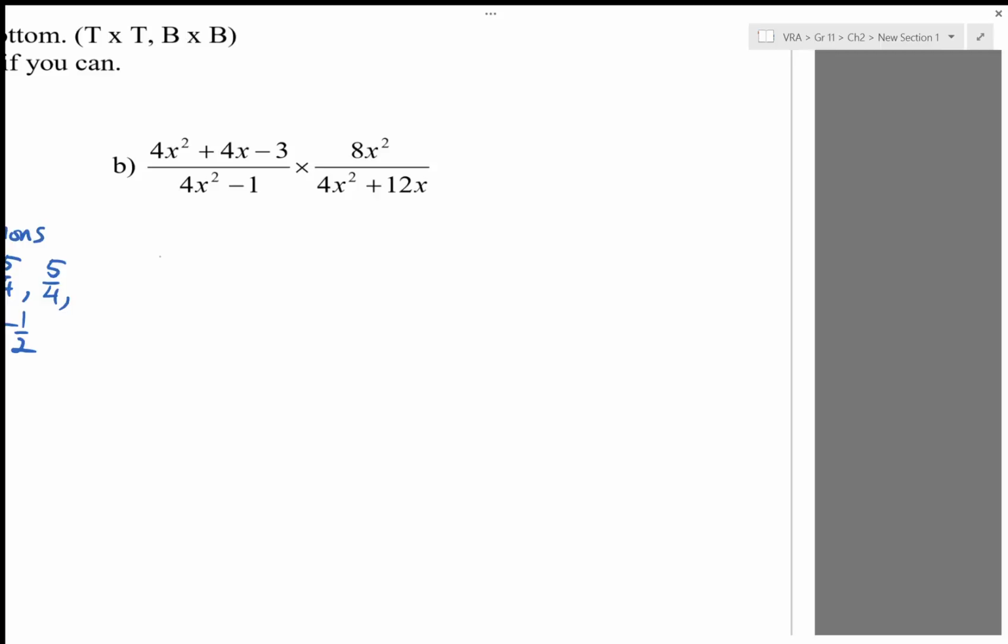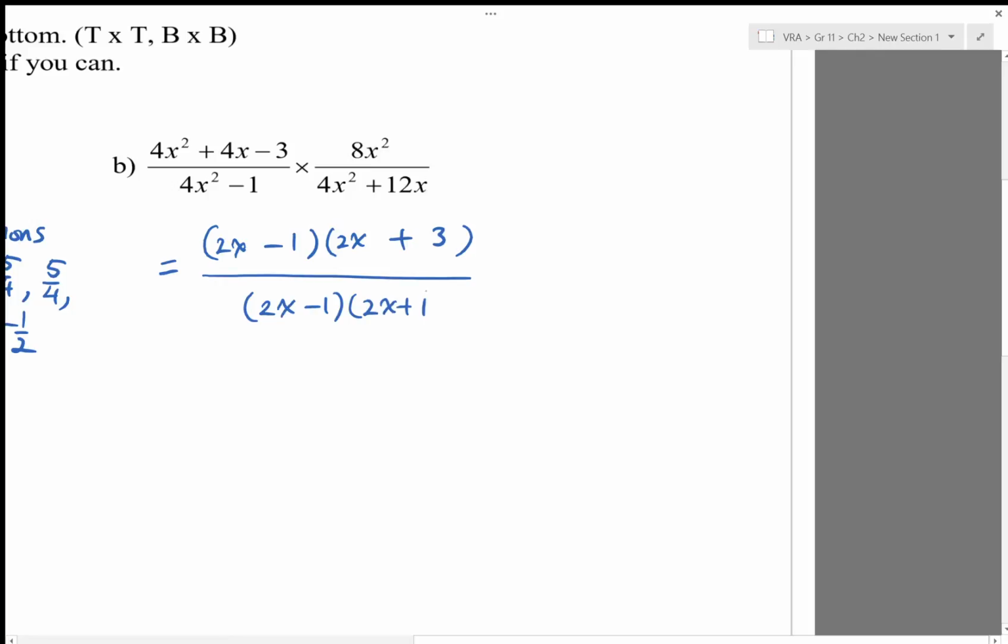So now we have to factor it. The first one then becomes 2x here, 2x here, 3 and 1, and subtracting and plus there, over 2x minus 1 and 2x plus 1, and then times 8x squared over 4x, and then x plus 3. So hopefully everything is going okay so far.